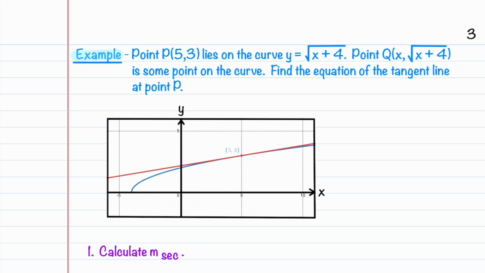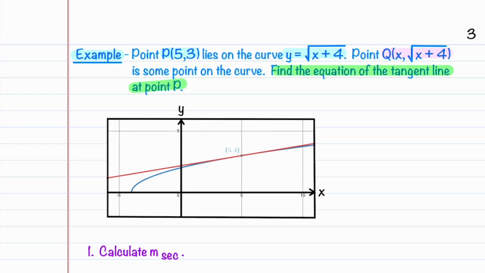Let's walk through an example of finding the equation of a tangent line to a curve. Suppose we have a point P located at 5, 3, and it lies on the curve y is equal to the square root of x plus 4. We're then told that point Q, located at x comma square root of x plus 4, is some point on the curve. We want to find the equation of the tangent line at point P.